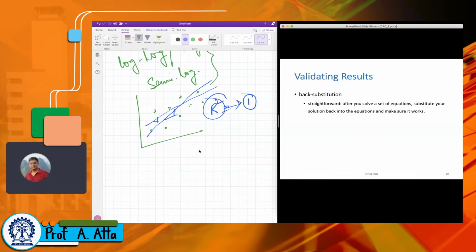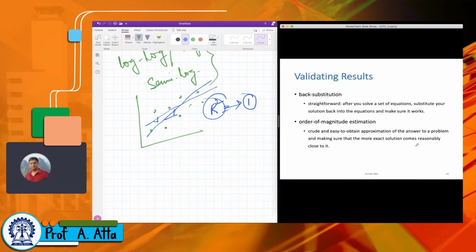When you were given a lesson in math, sometimes you need to recheck your answer with a back substitution, which is straightforward: after you solve a set of equations, substitute your solution back into the equations and check whether it works or not. Okay, this you have done already. The other thing can be the order of magnitude estimation.